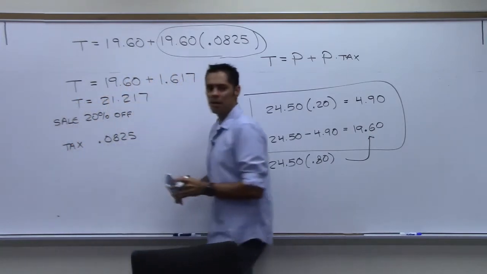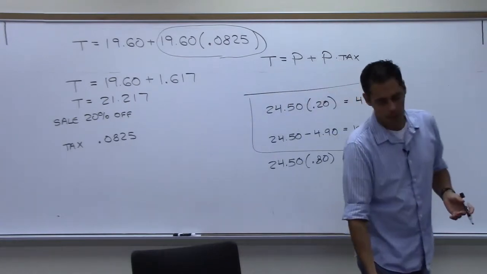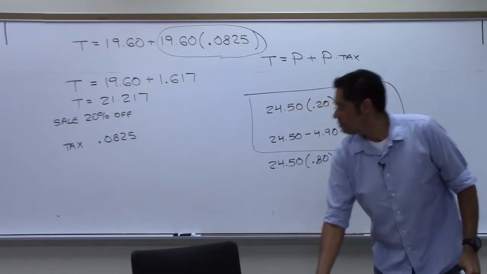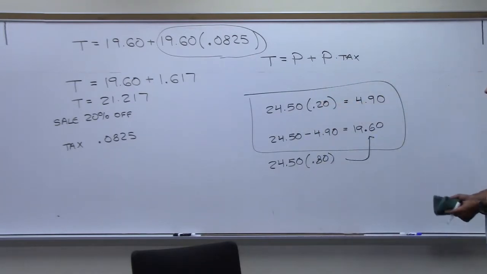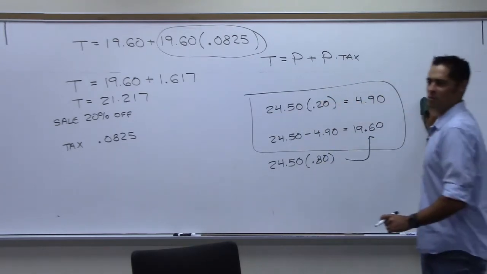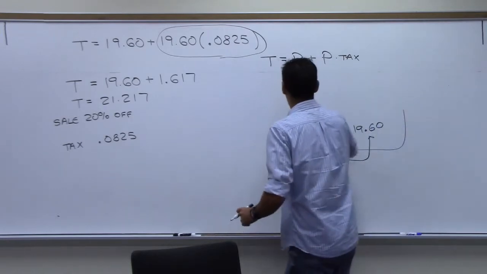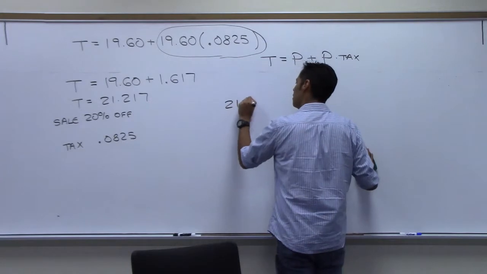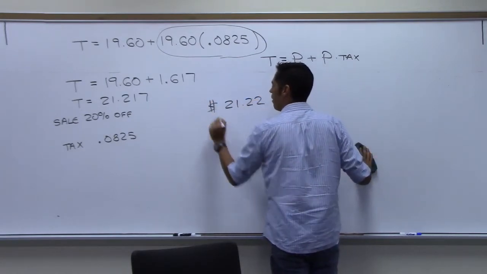21.217 is what I'm getting on my calculator, right? Is that what you got? But this is money, right? So we can't have that. So what do you think the store is going to charge them? $21.22, right? So the price total out the door is going to be $21.22 if we round up.